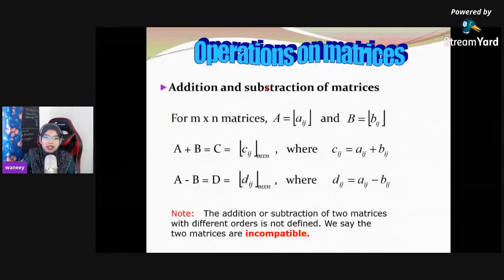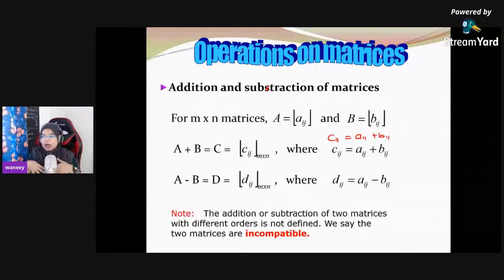So if A is Aij, B is Bij, then A plus B is equal to C, so C is Cij, m by n, where Cij is actually Aij plus Bij. If we have A minus B equal to D, then Dij is simply equal to Aij minus Bij. Okay, so what we mean is that we are going to add the two elements if they are in the same position. So if, let's say, this is C11, that means this is A11 plus B11.